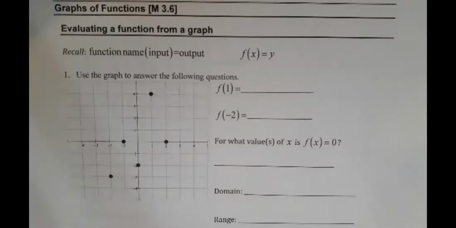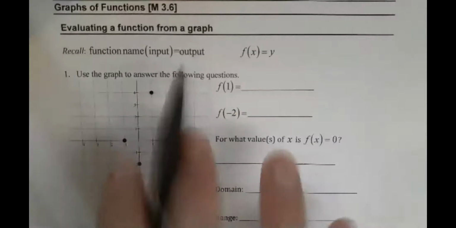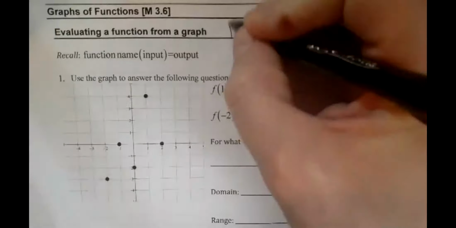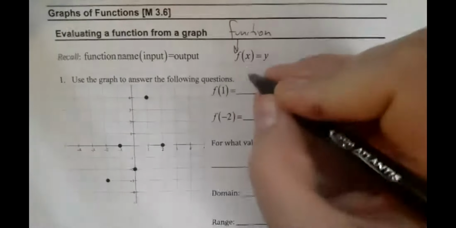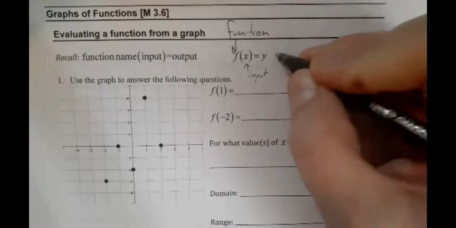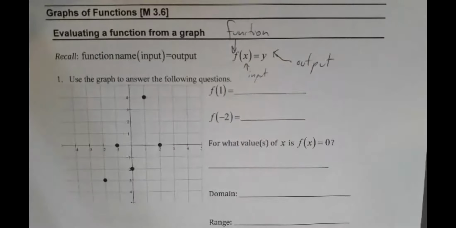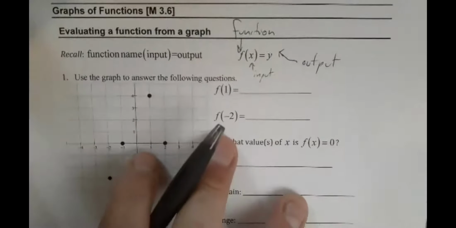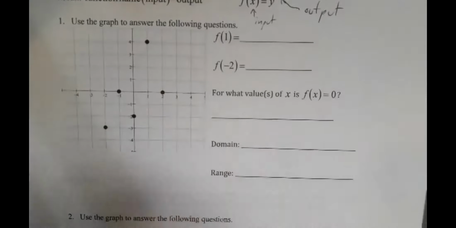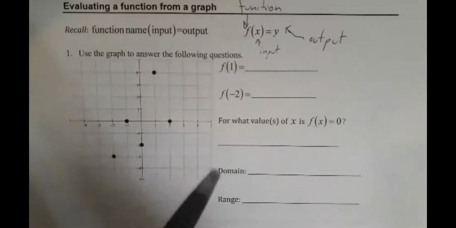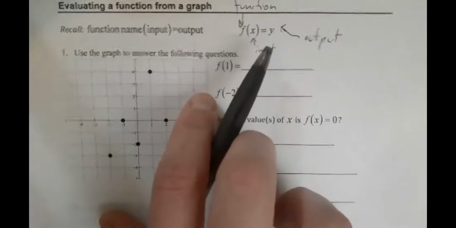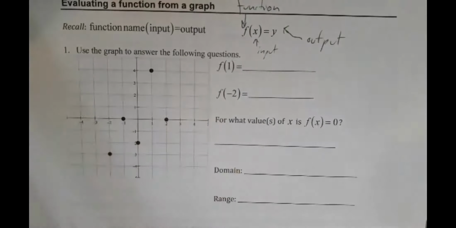So they want us to evaluate a function from a graph. They say, recall, we have our function name, our input, and our output. So we're looking at this. We have our function f, our input would be the x variable, and our output would be the y variable. If we're looking at this, they want us to use the graph to answer these. So if we're looking at f of 1, this number 1 is sort of taking the place of the x spot. We're looking at 1 as our input.